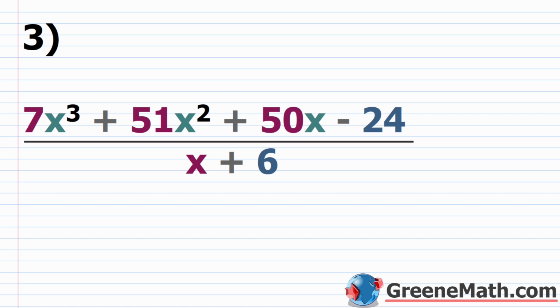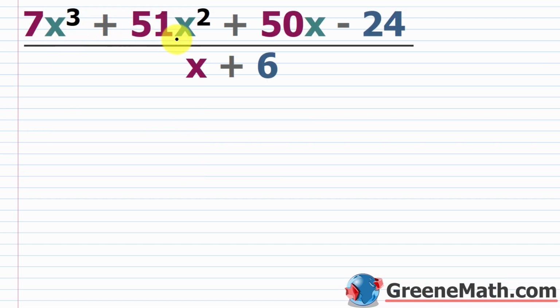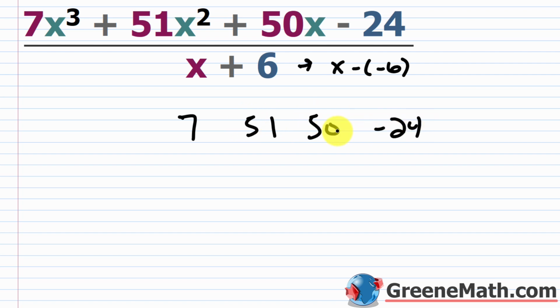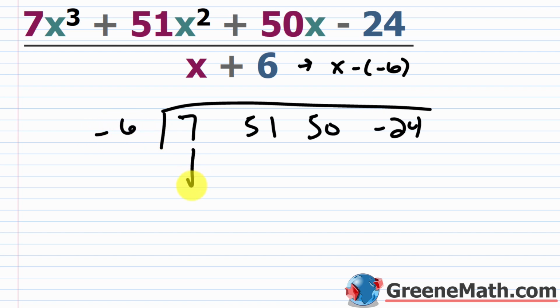Okay, let's look at the third problem. So we have 7x cubed plus 51x squared plus 50x minus 24 over x plus 6. Again, I'm going to write this as x minus a negative 6. And again, this is in standard form. I'm not missing anything. So I'm just going to grab my coefficients. I'm going to grab a 7, the 51, the 50, and the negative 24. That's all I'm doing. And then over here, I'm grabbing the negative 6.